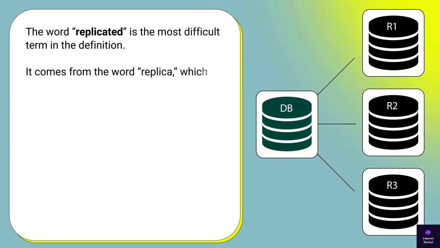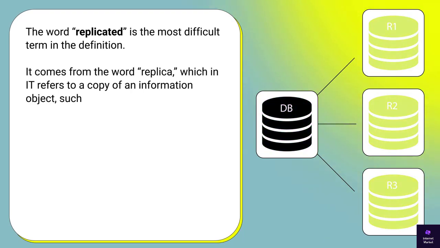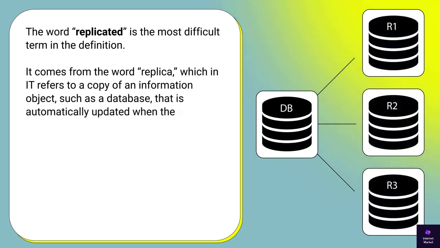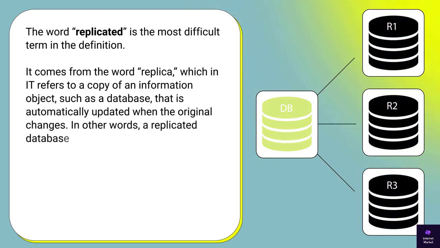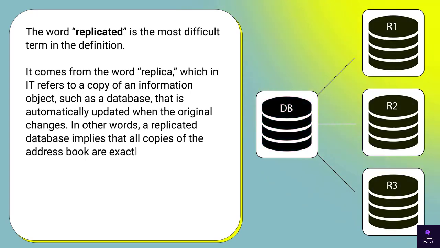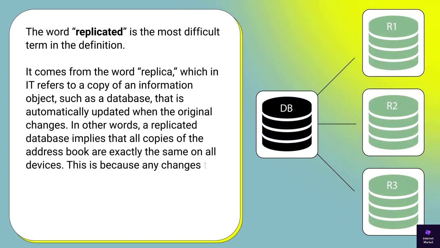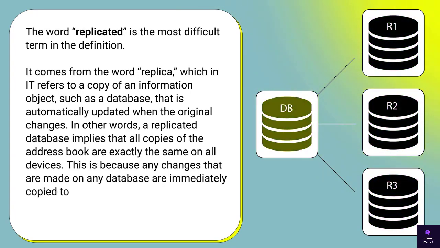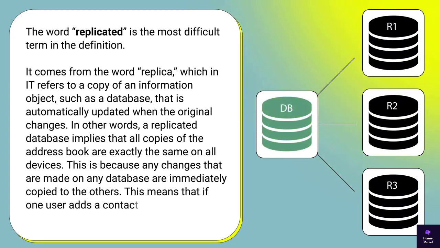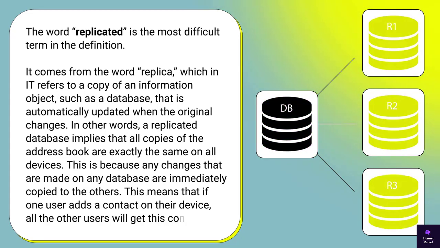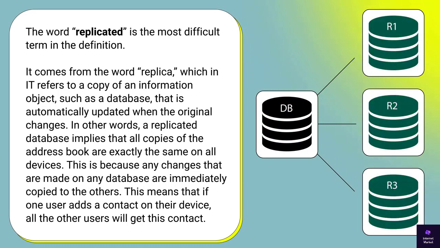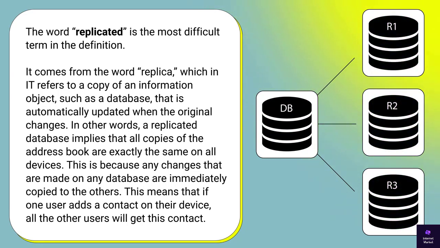It comes from the word replica, which in IT refers to a copy of an information object, such as a database, that is automatically updated when the original changes. In other words, a replicated database implies that all copies of the address book are exactly the same on all devices. This is because any changes that are made on any database are immediately copied to the others. This means that if one user adds a contact on their device, all the other users will get this contact.